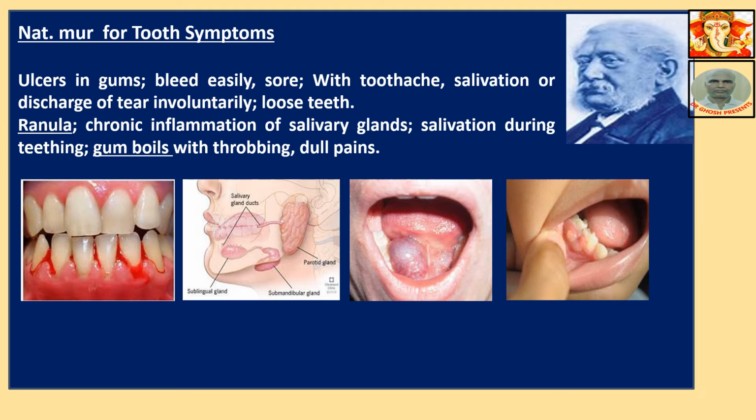Ranula, actually a technical term. This is ranula. It is some sort of soft cystic-like swelling under the tongue. Chronic inflammation of salivary glands, salivation during teething, gum boils with throbbing, dull pain.